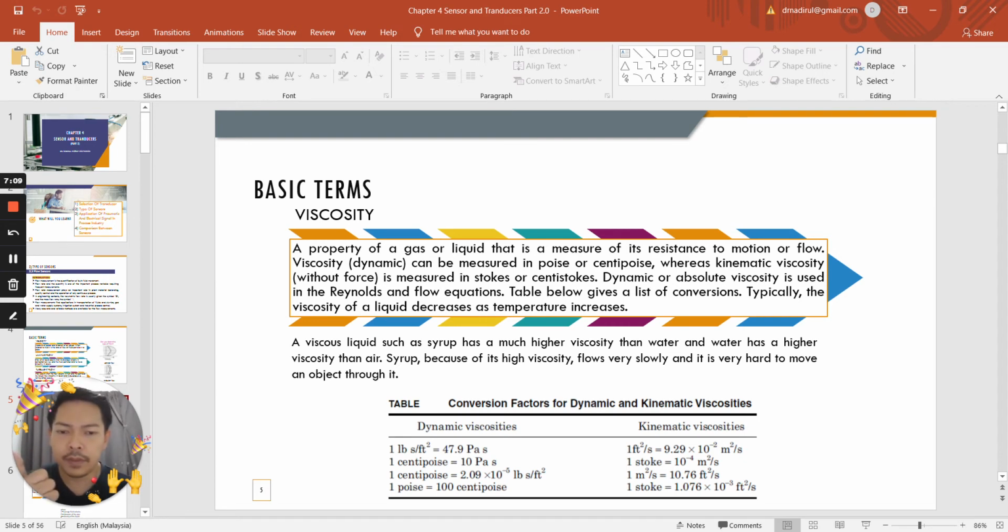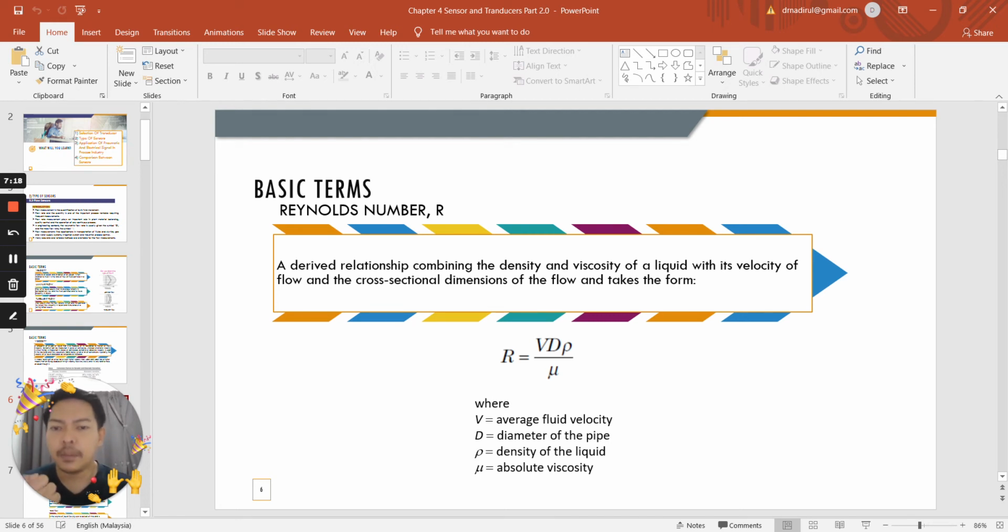Dynamic viscosity and kinematic viscosity each have their own conversion factor. Reynolds number can be defined as a derived relationship combining the density, which is ketumpatan, and viscosity, kelikatan, of a liquid with its velocity of flow and the cross-sectional dimension of the flow, and takes the form in the formula below, where V is the average fluid velocity, D is the diameter of the pipe itself, rho is the density of the liquid, and mu is the absolute viscosity.